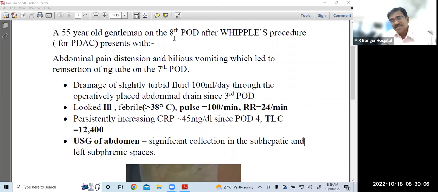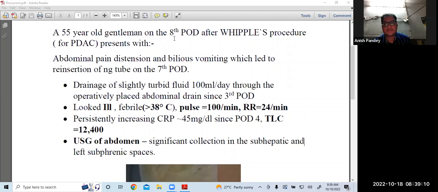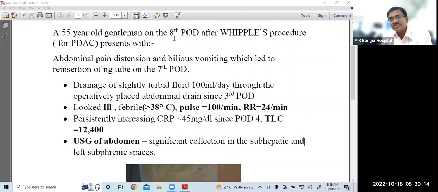So your answer should be, sir, in addition to this, I would like to take a more detailed history. I would like to examine the lower limbs. I would like to examine the abdomen in detail. I would like to examine the chest. So you have to make a comprehensive assessment. Don't be focused only on the pancreatic fistula. On the 8th post-op day, the patient is ill, so I am not happy with only pancreatic fistula. I have to do a global assessment of the patient.